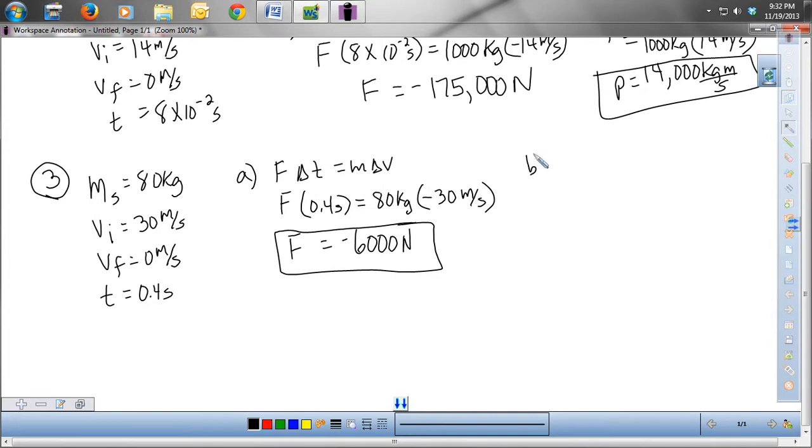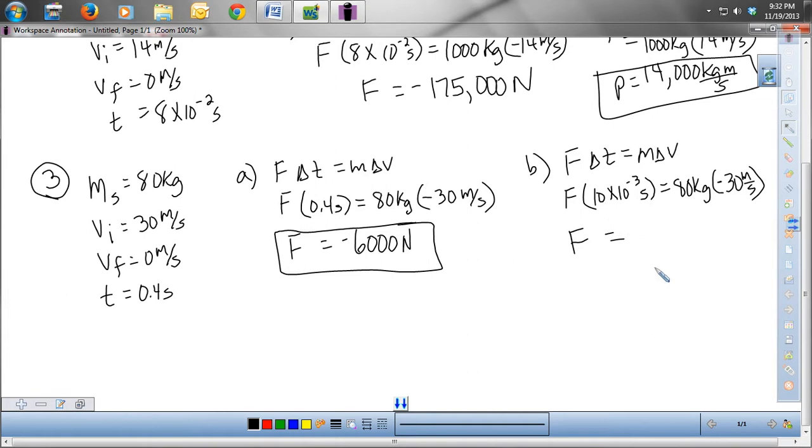And then I want to go through the same thing, but this time I want her head to be stopped by the windshield. Well, that's not what I want, but that's what's going to happen. So the change in time for that one is 10 times 10 to the minus 3 seconds. Her M is still 80 kilograms. And her delta V is negative 30. So in that case, the force that she experiences is much different. It's a negative 240,000 newtons. So you can see the damage to her head is going to be much more substantial when she does not wear her seatbelt.